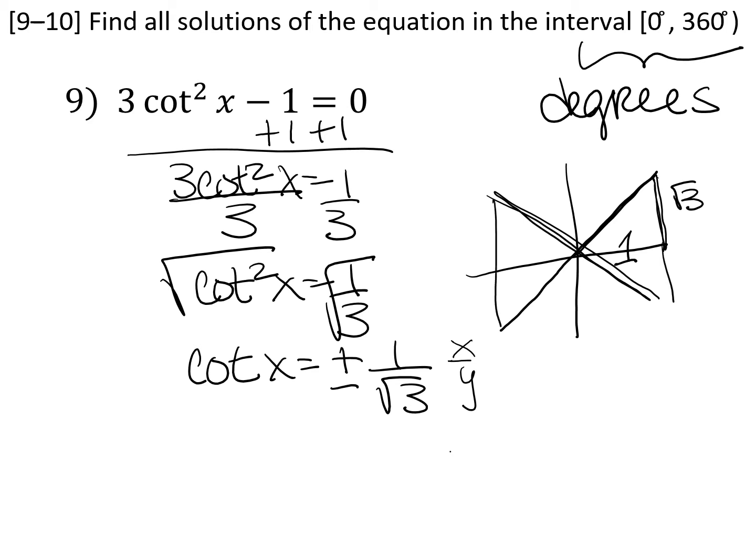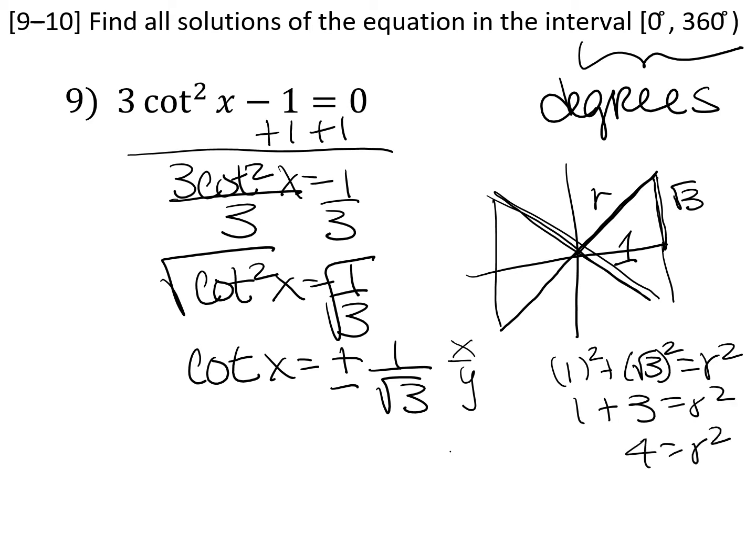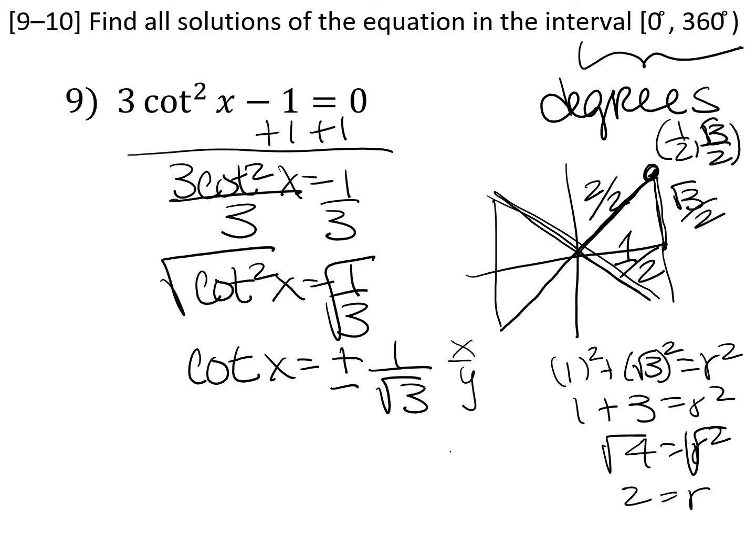draw this one. You can do your Pythagorean theorem, and so that would be 1 squared plus root 3 squared equals r squared. Okay, and that would be 1 plus 3 equals r squared. 1 plus 3 is 4. Square root both sides, and I get an r value of 2. But remember, we want to reduce our triangle, and so if I divide everything by 2, I get a similar triangle, but it gives me that coordinate there. 1/2 comma root 3 over 2, which is our 60-degree triangle.